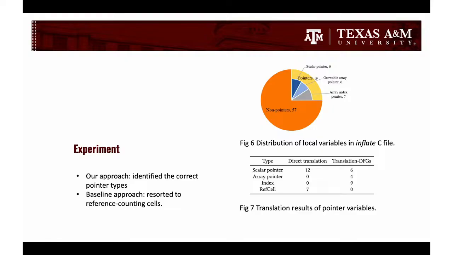And the baseline failed to distinguish all of the pointers that are not scalar ones, and they resorted to reference counting cells. This actually suggests that the LLM is cautious about using raw pointers in Rust, and they attempt to work around this by defaulting to reference counted types. But reference counting is insufficient in this context. It does not guarantee exclusive mutable access, and it fails to properly support pointer arithmetic, which is often required in C code.